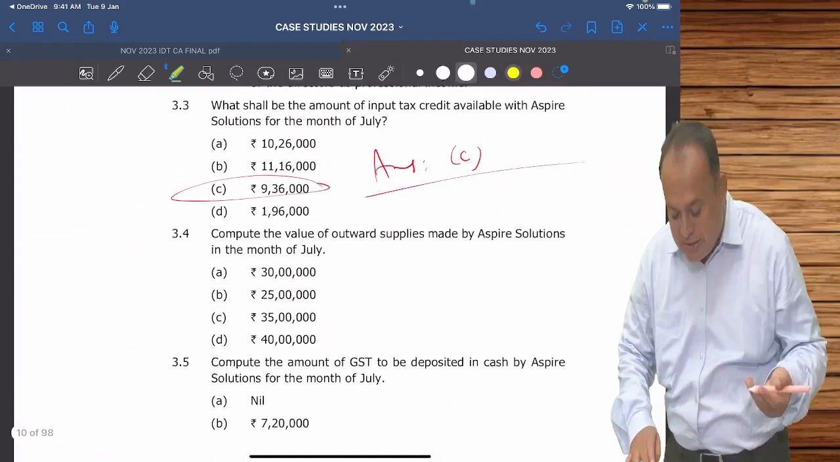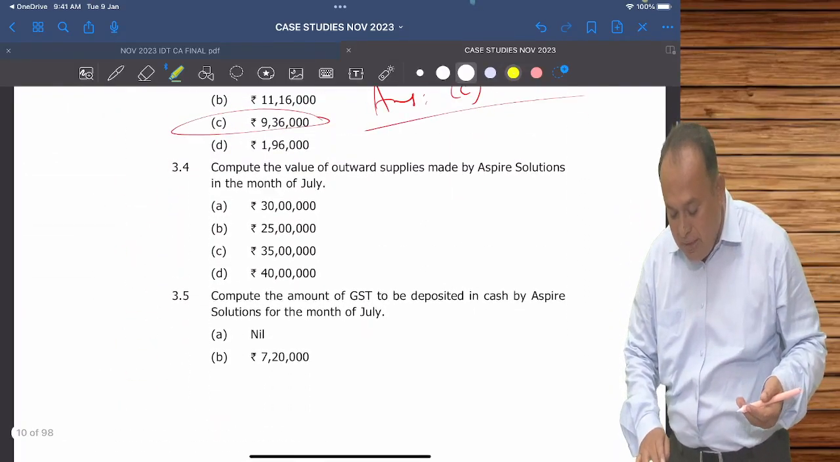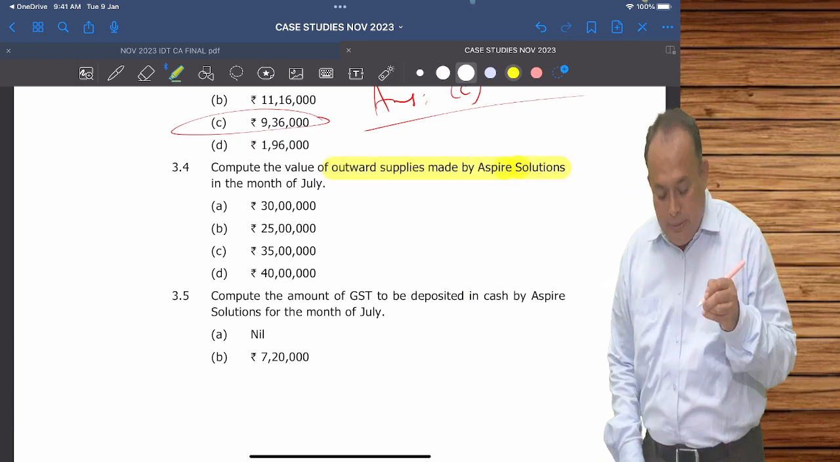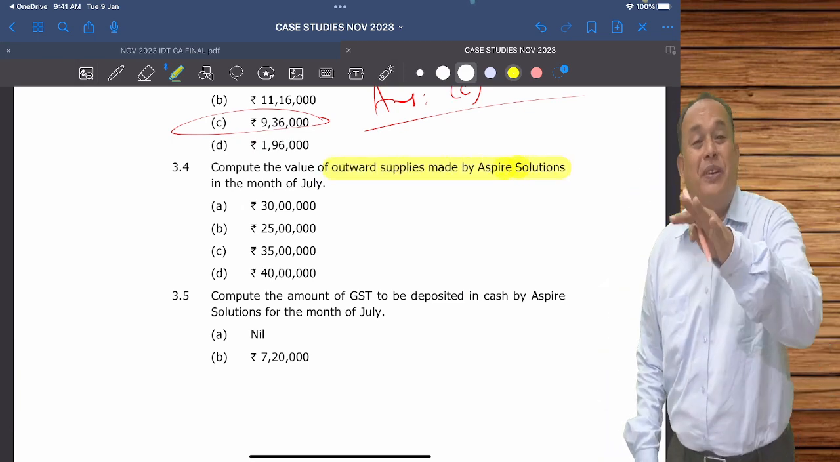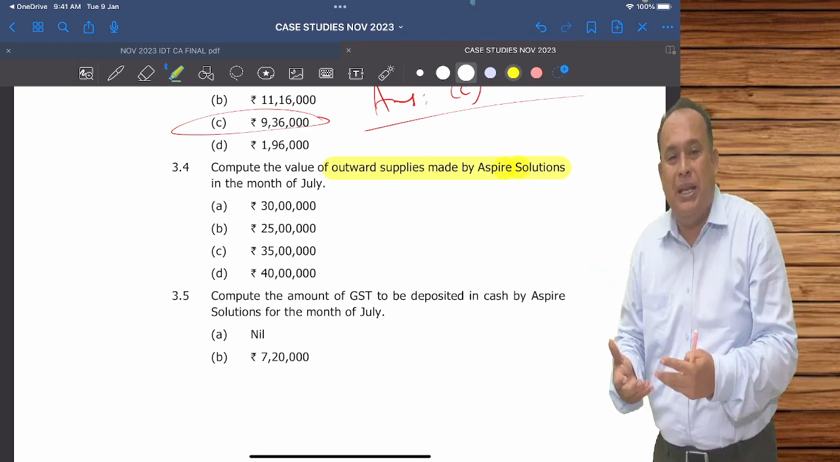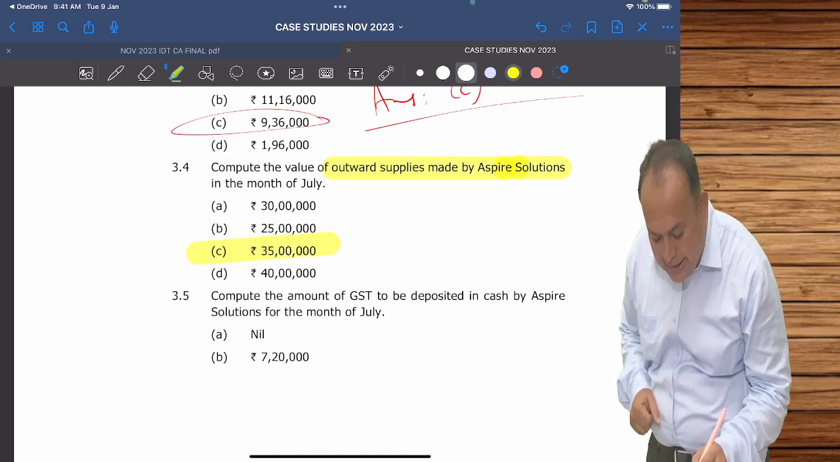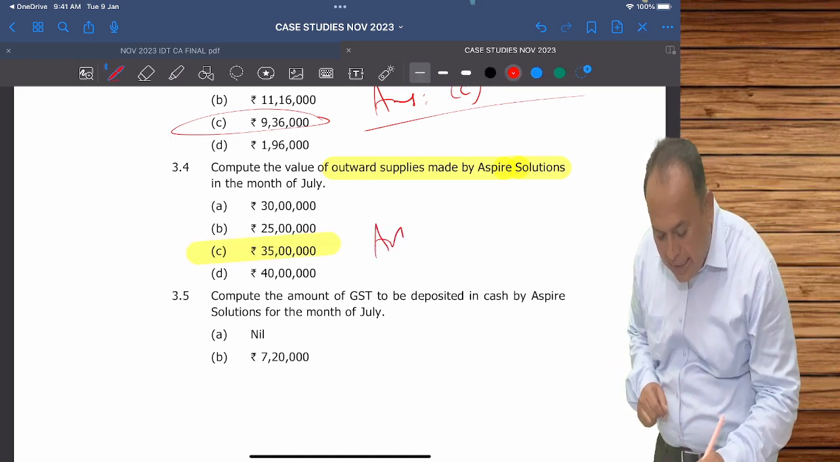They provide services, outward supply. Where is matching? Come to the value of outward supplies made by As per Solution. Subsidy 5 lakhs, they are not output supply. It is taxable supply. Understand? Therefore, the right answer here is 35 lakhs.